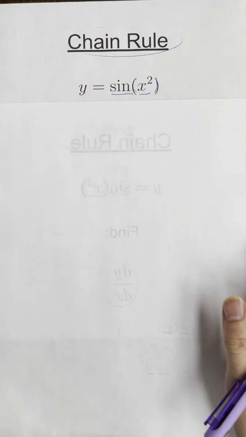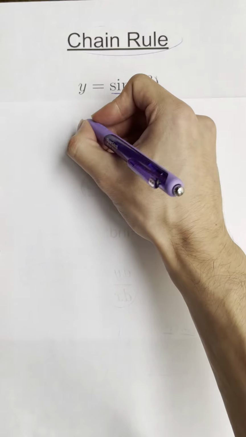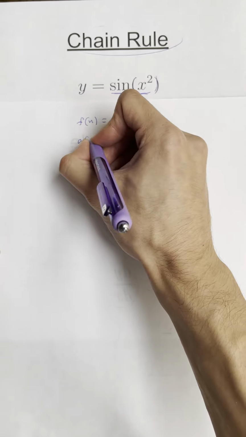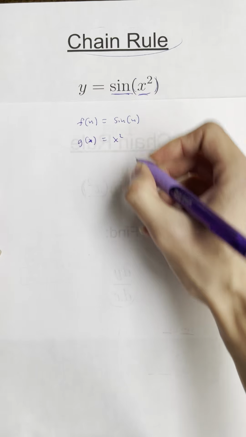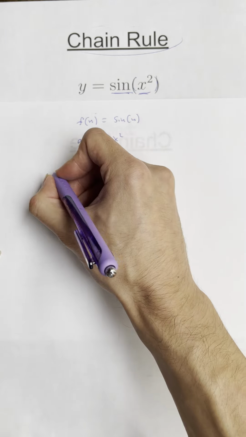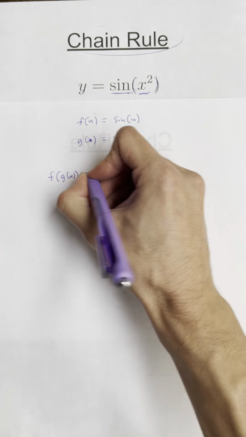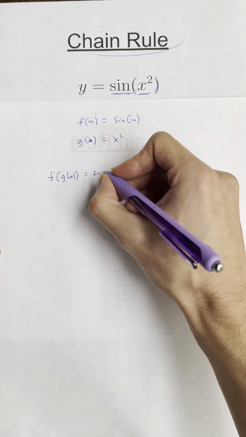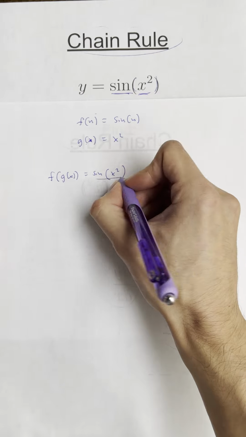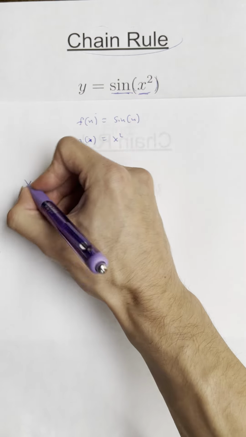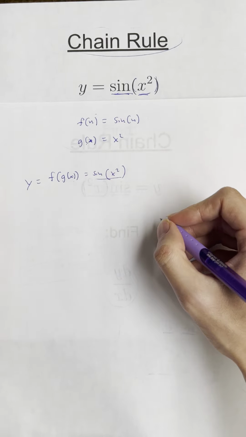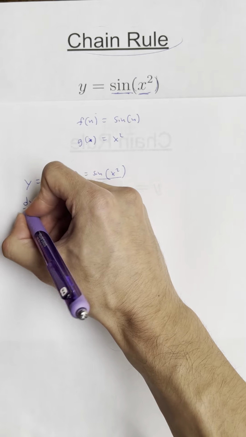Well, what did we do just now? We had an outer function, I'm going to call that f of u, and we had an inner function, I'm going to call that g of x. Now if I go to this equation and I change the u's to g of x, I'm going to end up with f of g of x is equal to sine of g of x, which is the same thing as x squared. You'll notice that this matches with this. So I can say y is equal to f of g of x, which is equal to sine of x squared. Now, what's the formula for chain rule?